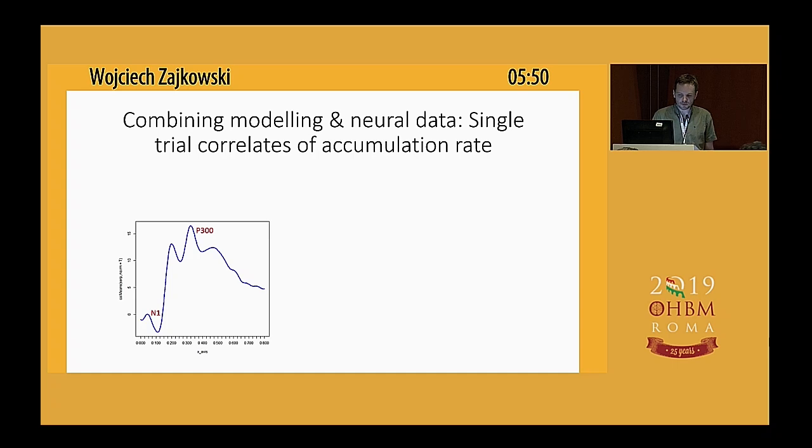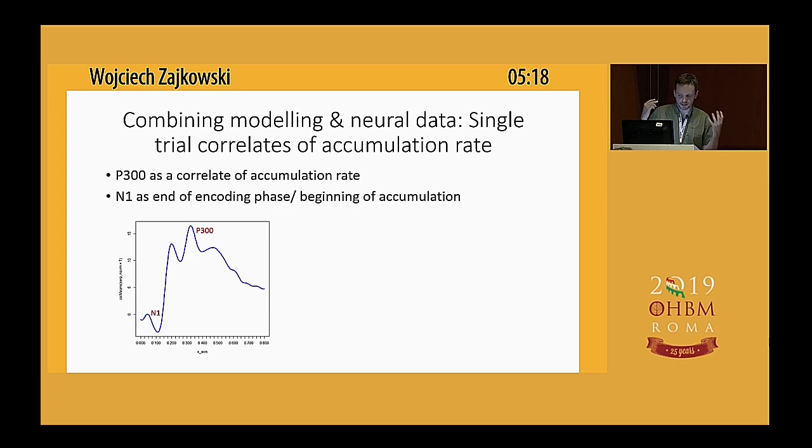So first of all is the P300. P300, because it was previously in the literature associated with the speed of evidence accumulation, for example. So we had good evidence to believe that it might be crucial. And the second component is a very early component, the N1 or N100 component, which was very prevalent in our data set, and our working hypothesis was that it might signify the end of the encoding phase or the beginning of the accumulation process.